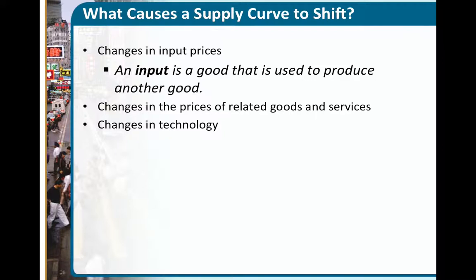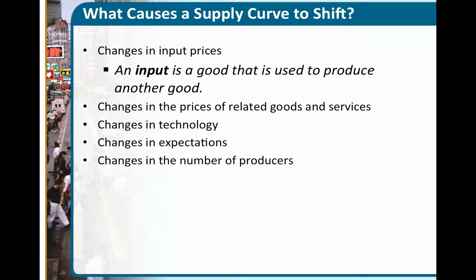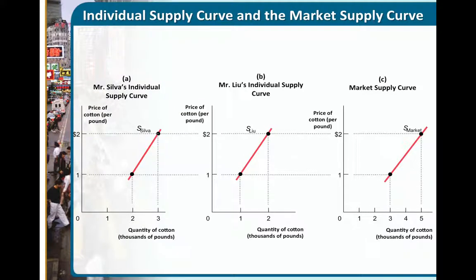There are changes in expectations of the market, changes in the price of related goods and services, and the number of producers. And again, I hope this part is pretty simple: the individual supply curve and the market supply curve. The market supply is simply the sum of the individual supply curves.